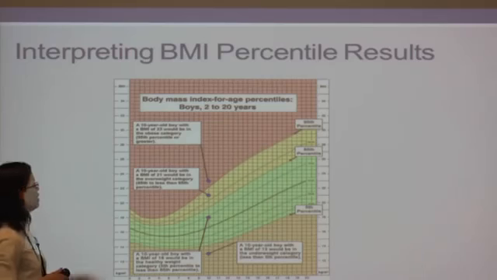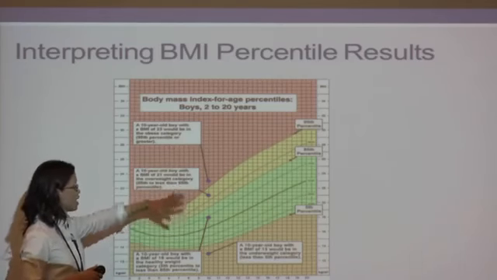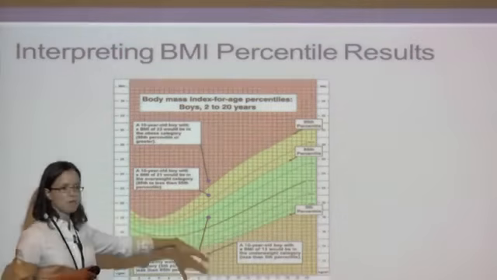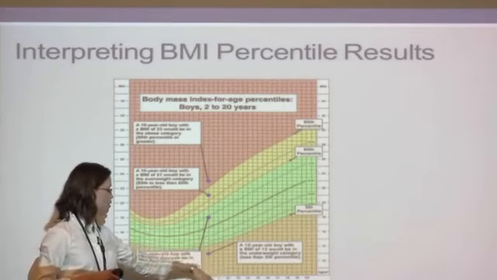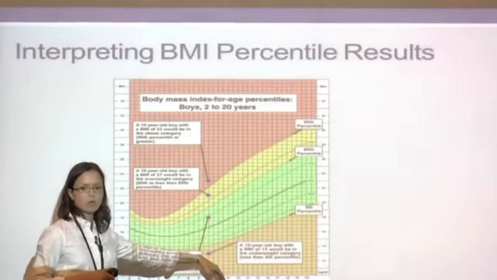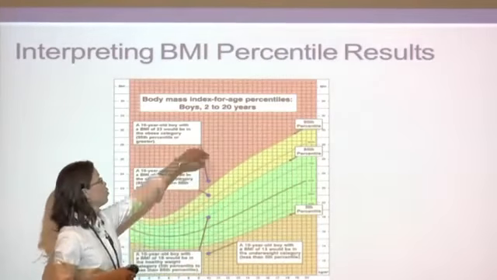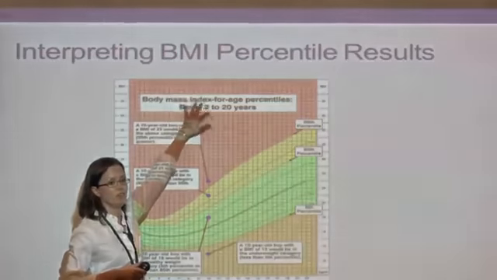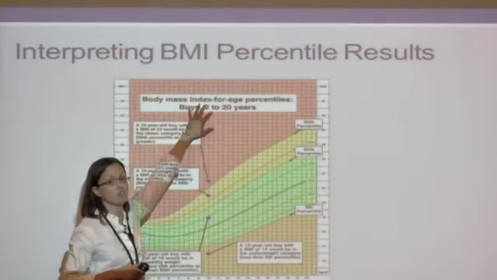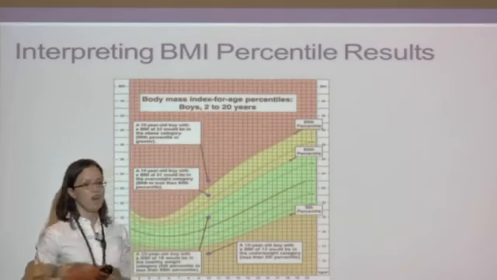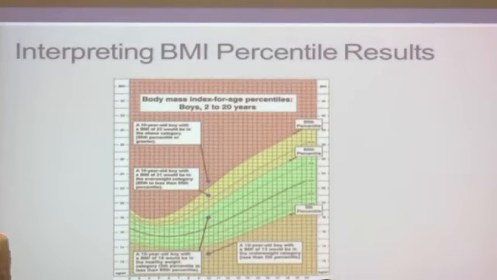And oftentimes, it's not uncommon for me to see kids that are well below this 5th percentile category or well above even the 95th percentile category, and then they're actually classified as obese.